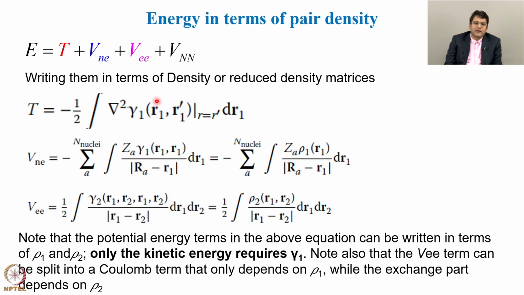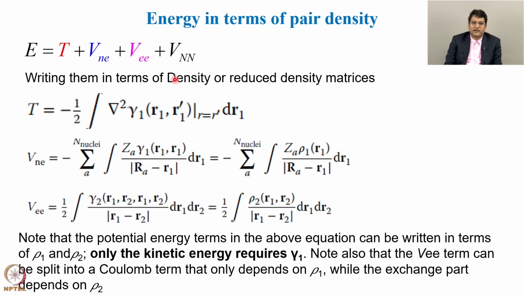Now, the 2 electron part, the electron electron repulsion, of course, if I go into a Hartree-Fock picture, I can write it as a Coulomb and an exchange part. The Coulomb part will only depend upon rho 1, that is the density, and the exchange part will depend upon rho 2. Of course, rho 2 has 2 coordinates, r1 and r2, so 6 dimensions. Still not bad. What will give me the major problem is the kinetic energy term, because it cannot be written in terms of density alone. I need the one body reduced density matrix, and that is a problematic thing.